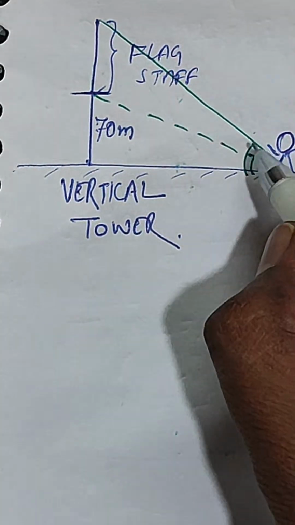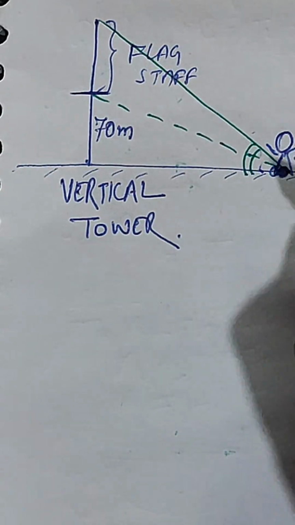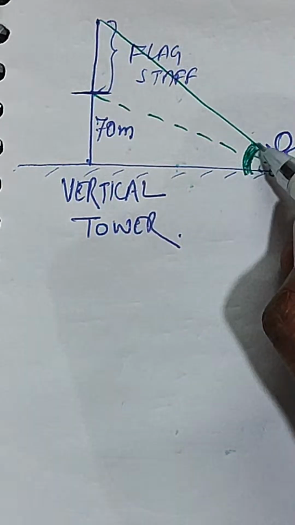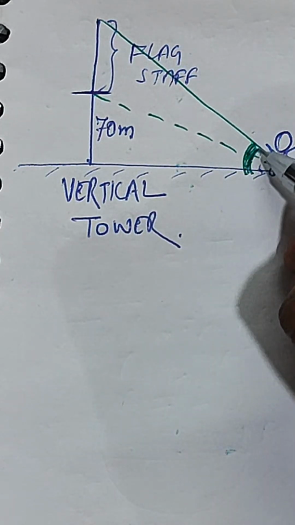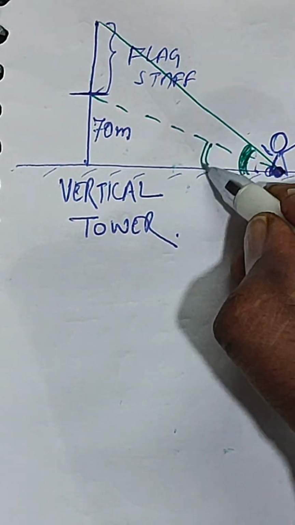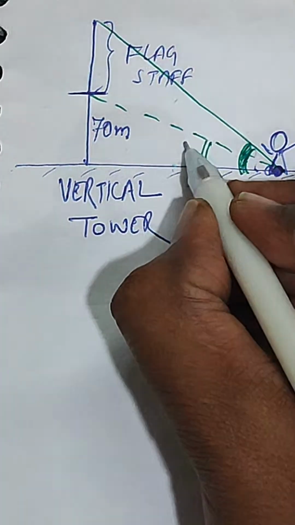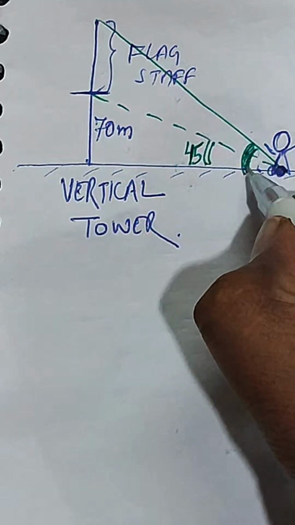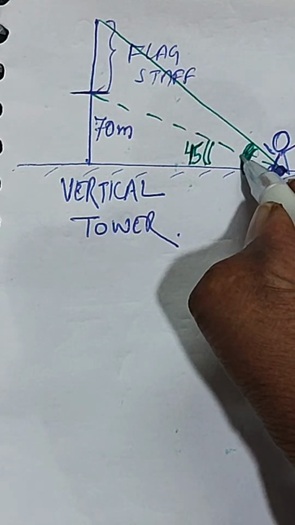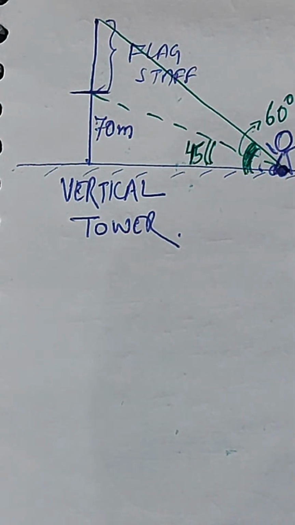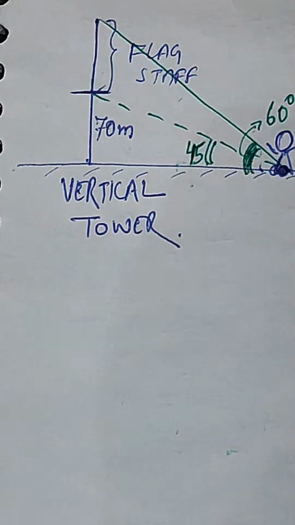Now it's given that 60 degrees and 45 degrees. So first of all, students, we need to understand which angle is greater. Definitely the angle with a bigger arc is greater. So the bigger one is 60 and the smaller one is 45, right? This is given in the question. This is 45 and this entire one is 60 degrees, right? Now find the height of the flag staff and that of the tower.